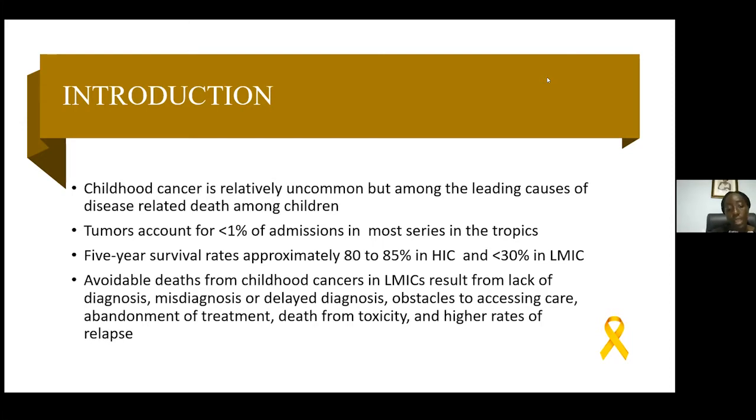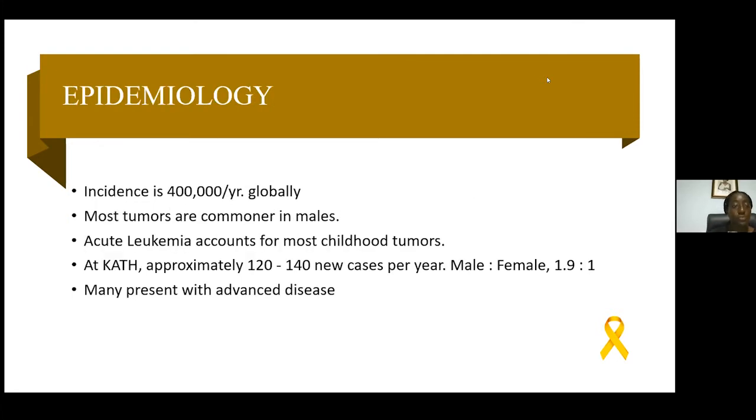The purpose of this overview is to help curb some of these avoidable deaths, like delayed diagnosis and delayed presentation, because these children will first present to our peripheral centers, where we are the first point of contact. If we don't have a high index of suspicion to pick up some of these cancers and refer early, they'll present late and have a poor prognosis.